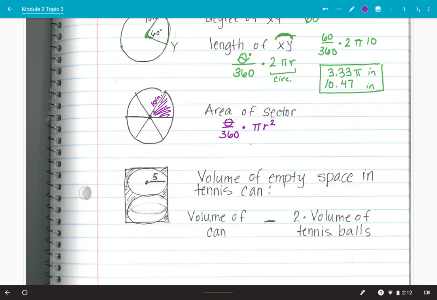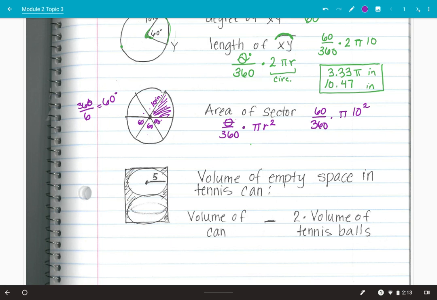Now, we know they have 360 degrees, and they have 1, 2, 3, 4, 5, 6. There's 6 of these. So we're going to go 360 divided by 6, because each one is going to be equal. They're all going to be equal in this one. And we get that each one is going to be 60 degrees. So each one is 60 degrees. It's so small. Sorry, guys. So when we put it in the formula, 60 over 360 times pi r squared.